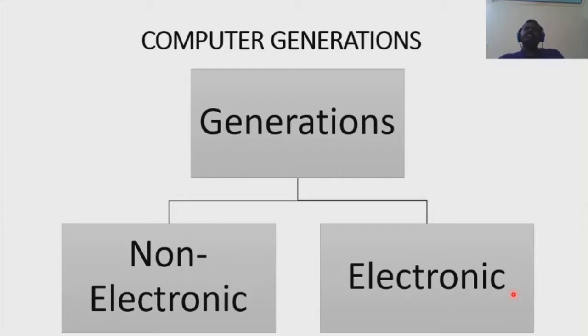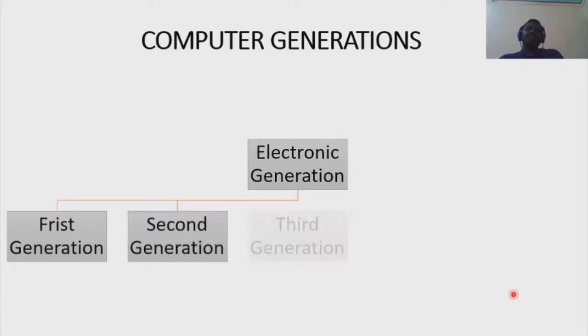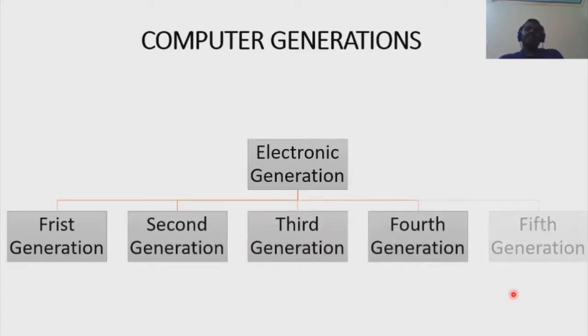In the electronic generations, we come across different categories. We will see what the different electronic generations of the computer are. Computer generations, that is, electronic generations, are broadly classified into the first generation, second generation, third generation, fourth generation, and the fifth generation.